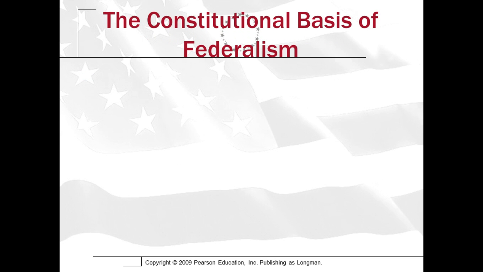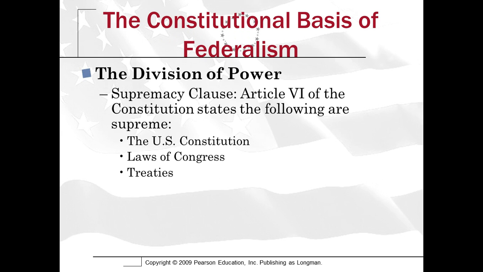Now, federalism is in the Constitution, of course. We do establish the order of power with the Supremacy Clause. Article 6 of the Constitution says that the U.S. Constitution is the supreme law of the land, followed by laws of Congress and treaties. And so if there is a conflict between what a state does and the Constitution, or a federal law or an international treaty, and I'll give you examples of all of those later, then the federal level overrides the state level.